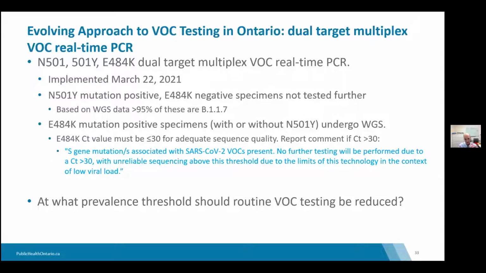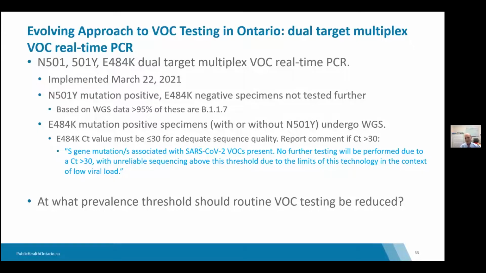So we're stopping testing there, and they should be presumed to be B117s when you get a result that says 501Y present, but the 484K is absent. Any samples that have the E484K mutation, whether or not it is with the 501Y, they are reflexing to whole genome sequencing to help differentiate whether or not it's the P1, B1351, or they could be other lineages that carry the 484K but are not in those two specific lineages.